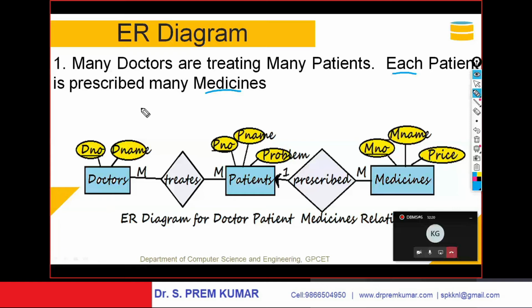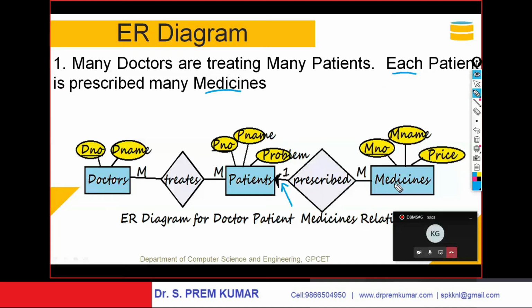Now you are asked to draw the ER diagram and create a database for this. Listen to this question carefully. Doctors: doctor number, doctor name. Patients: patient number, name, problem. Many doctors are treating many patients, and hence there is no arrowhead. I am not putting an arrowhead. Each patient, you observe here, there is an arrowhead. Each patient is purchasing many medicines. Here you don't have an arrowhead.